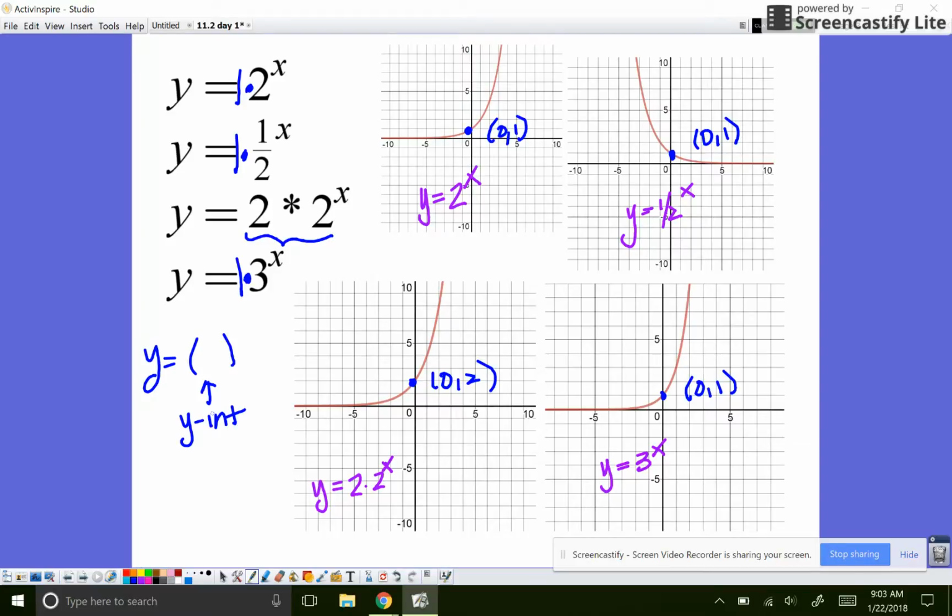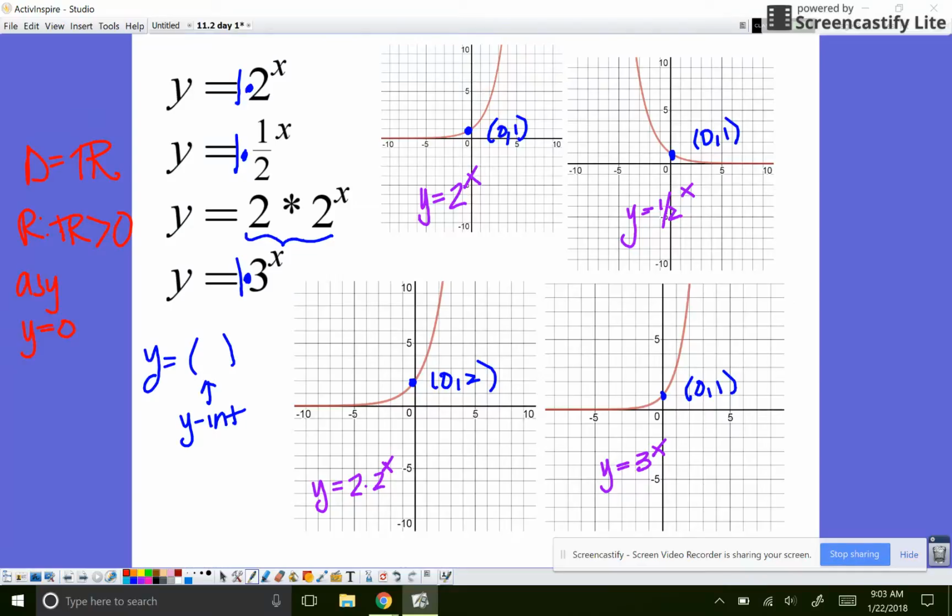The next thing was the domain. Hopefully for all of these, you notice that the domain is all real numbers. The range, though, is all real numbers greater than 0. We've talked about this before. No matter what number I put in, I can never get out a negative number. I can't even get 0, because anything to the 0 power is 1. You'll see that there's an asymptote on all of these at y equals 0. It kind of hugs that and never goes below it. So that's the domain and the range.